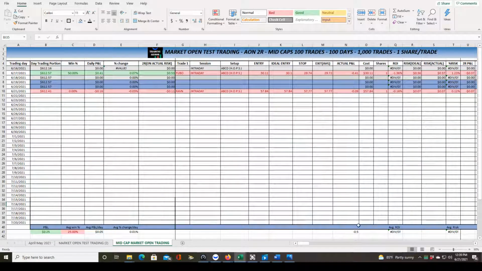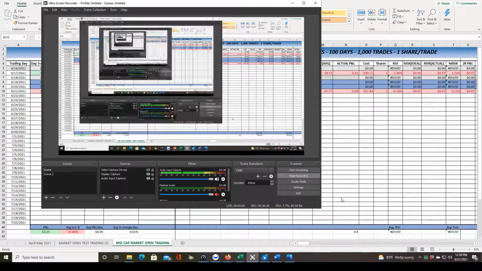As always, no matter what you're doing, whether you're test trading or trading full position size, always go into every single trade with a plan. Stick to your plan no matter what, and then honor your stop loss, honor your profit target, and in the long run, you should be green.